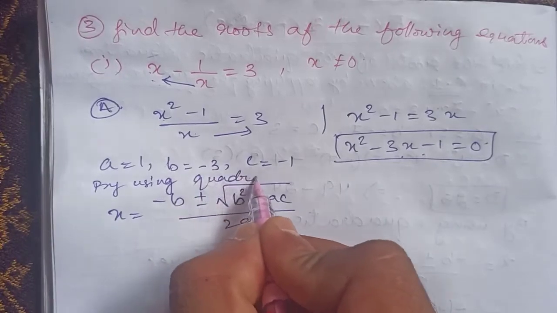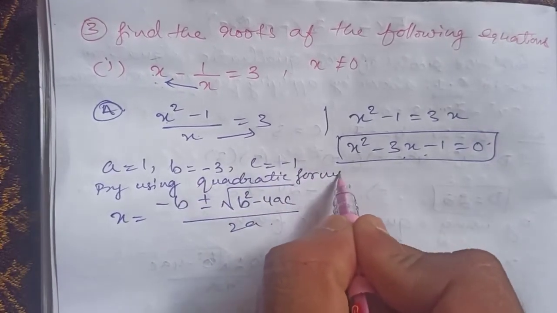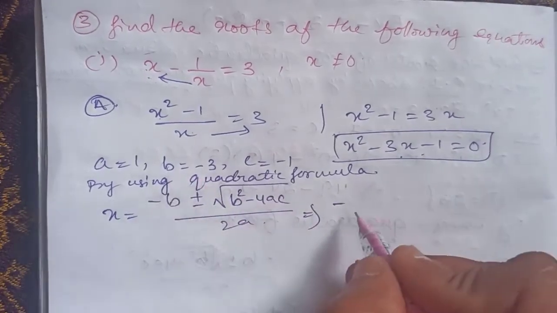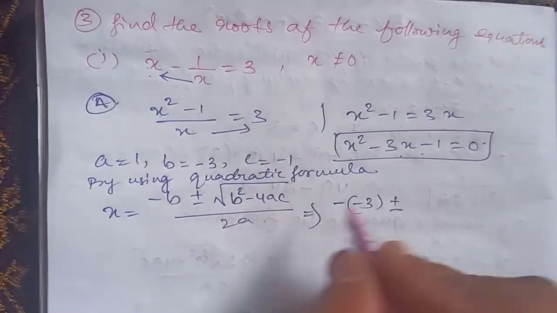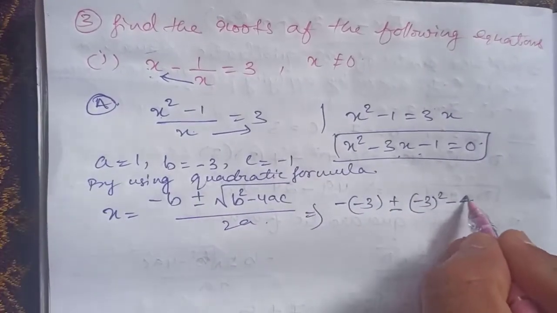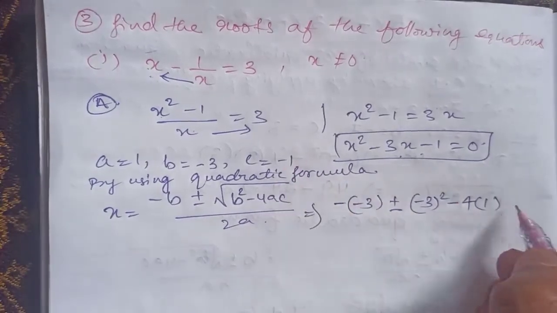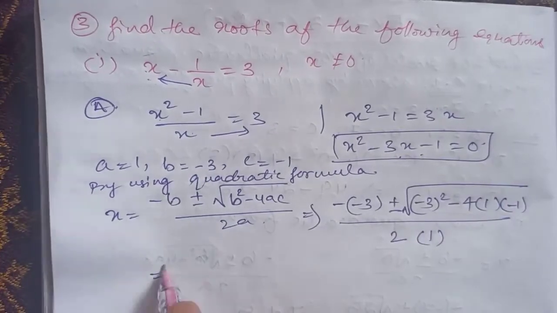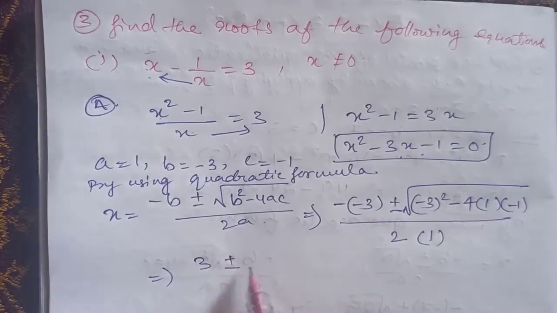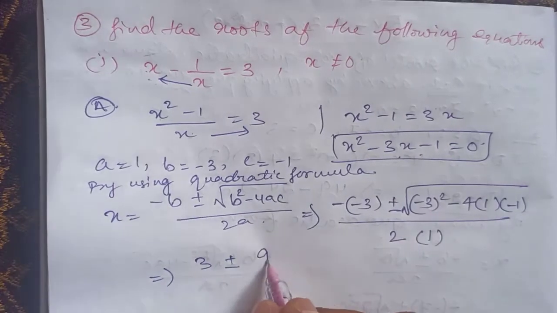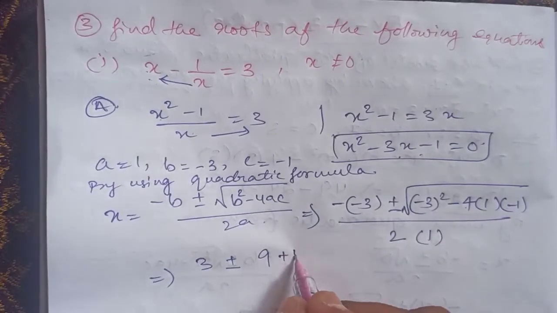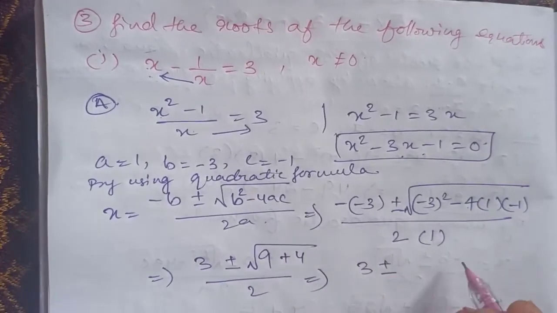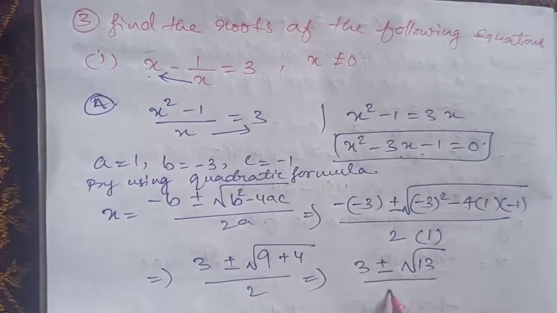By using quadratic formula, okay, minus b is how much? b is minus 3, so minus b is 3, plus or minus square root of 3 square minus 4, a is 1, c is minus 1, by 2a. Okay, minus minus plus, 3 3s are 9, minus minus plus, 4 1s are 4, square root by 2. 3 plus or minus square root of 9 plus 4 is 13, so square root of 13 by 2 we will get.